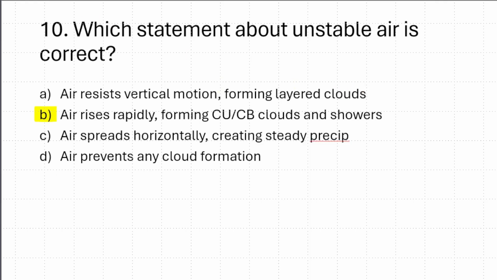So A is not an answer. We know C is also not an answer because we're not creating steady precipitation with that unstable air. We're going to be getting more drastic weather changes, probably heavy showers, heavy snow. And then D, if we have unstable air, that is most likely not preventing any cloud formation. If anything, it's causing cloud formation. So that leads us to B being the correct answer.